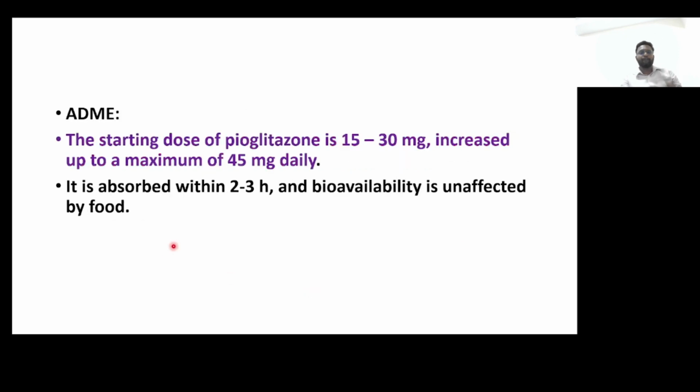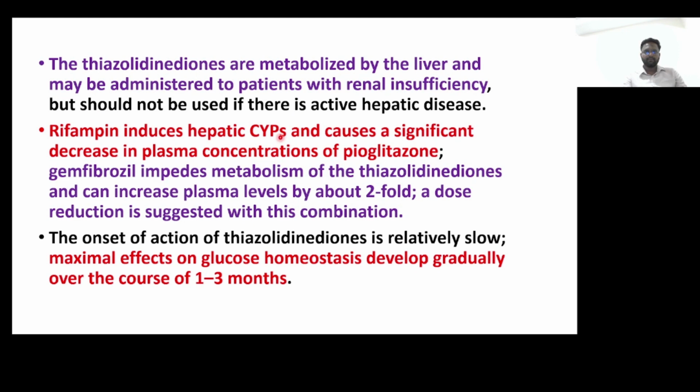The starting dose of pioglitazone is 15 to 30 mg. It can be increased up to a maximum of 45 mg daily. It is absorbed within 2 to 3 hours and bioavailability is unaffected by food. Thiazolidinediones are metabolized by the liver. So it can be administered to patients with renal insufficiency, but it should never be used in patients with active hepatic disease.